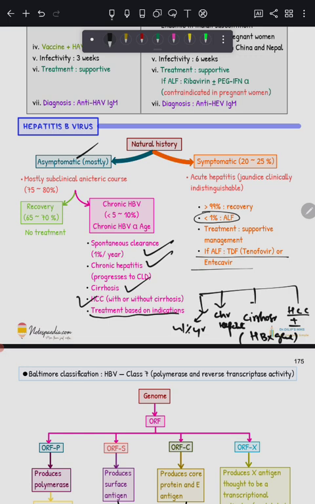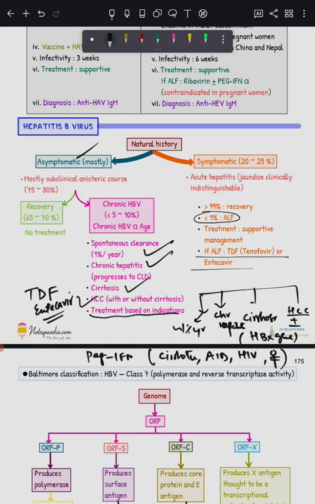And treatment is based on ALT, HBV DNA, fibrosis, HBeAg. So what treatment do we use? We use tenofovir or entecavir, and we don't give PEG-IFN, that's pegylated interferon, if patients are in the cirrhotic stage, if patients have autoimmune disease, if patients have HIV co-infection, or if patients are pregnant. So pegylated interferon has 4 contraindications: cirrhosis, autoimmune disease, HIV, and pregnant females.